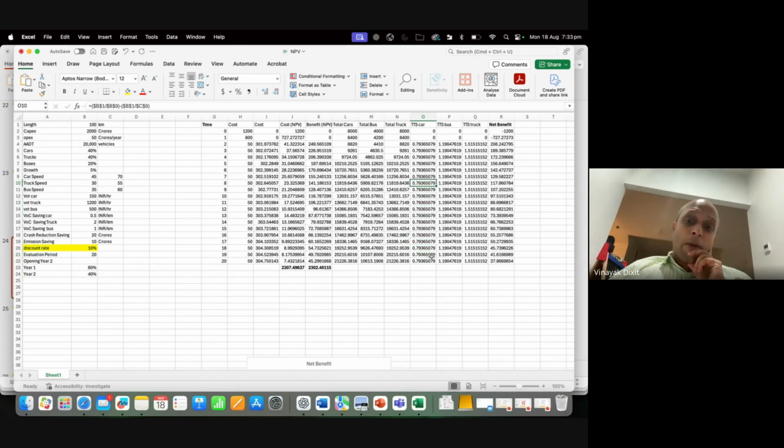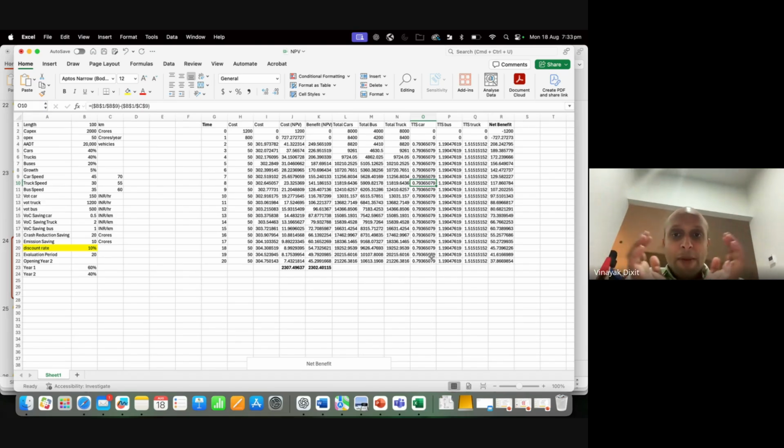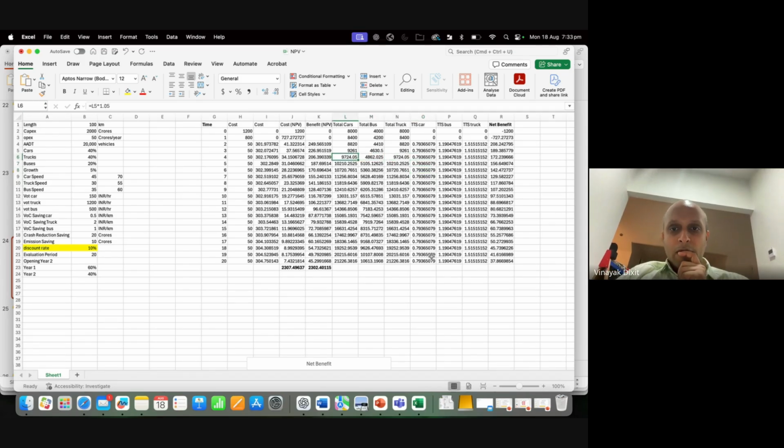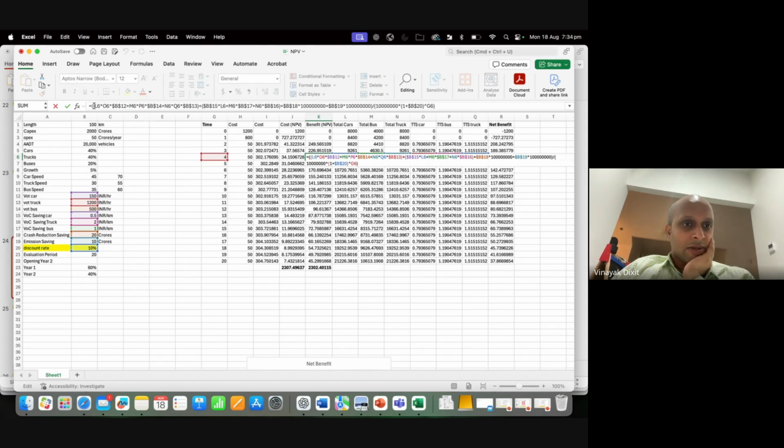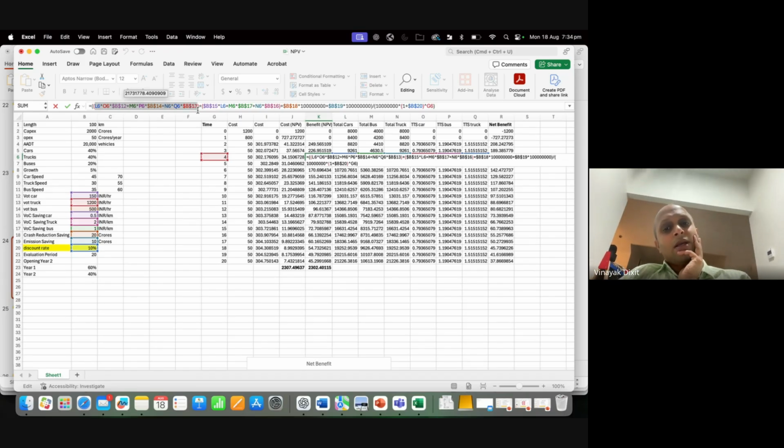So to get the economic value of the travel time savings, I'm going to multiply the total cars by the travel time savings of the cars, plus the buses multiplied by the travel time savings of the buses, plus the number of trucks multiplied by the travel time savings of the trucks. And that's what I've done here. If I look at this piece, it is doing that. Can you tell me if there's anything wrong in this first?